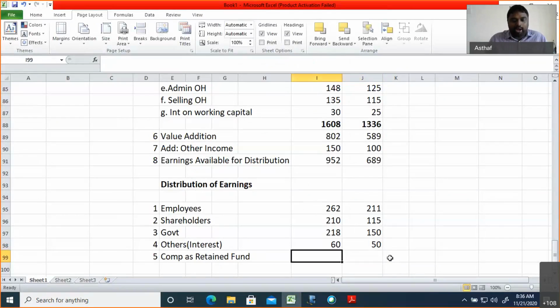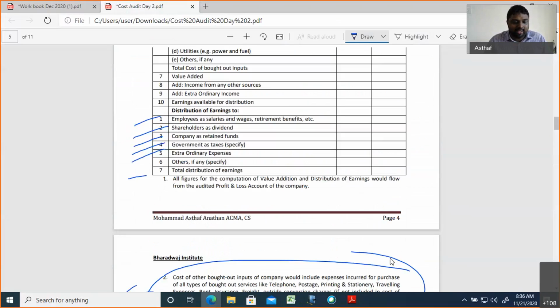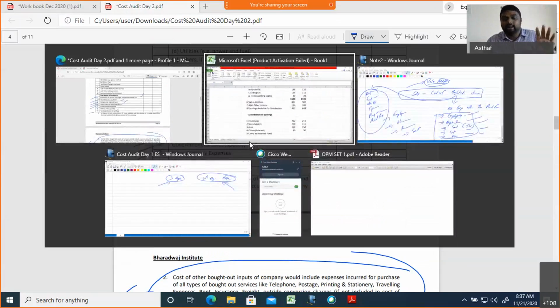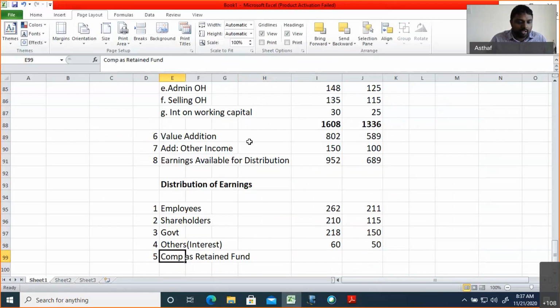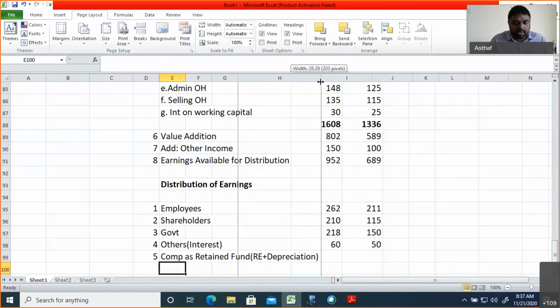Now the main point, company as retained fund. So we have taken employees, we have taken shareholder as dividend, we have taken government as taxes, we have taken all other items, others. Now we are going to approach the main thing, company as retained fund. My dear friend, company as retained fund includes your retained earnings plus depreciation. This is what will come under company as retained fund.